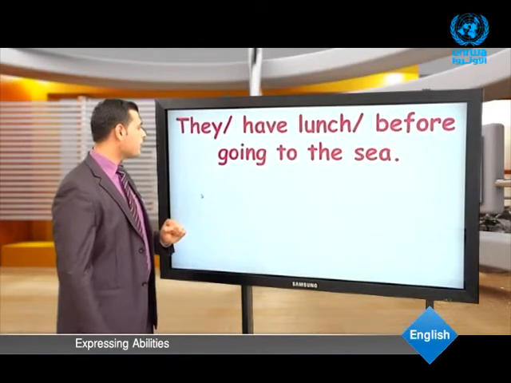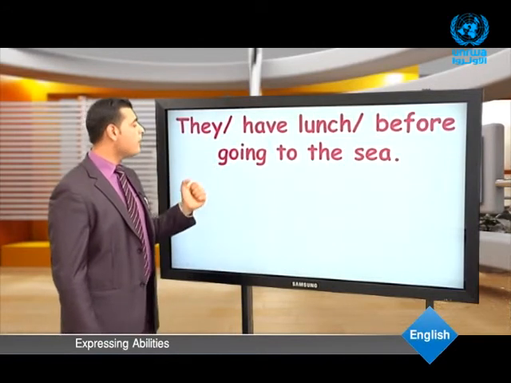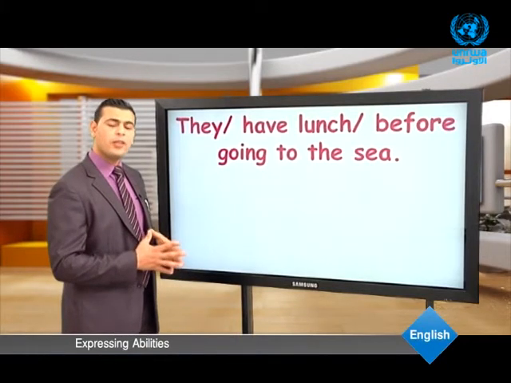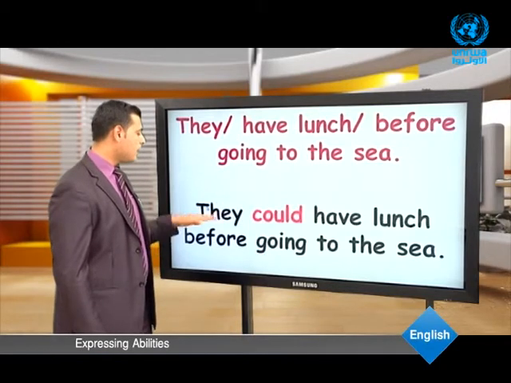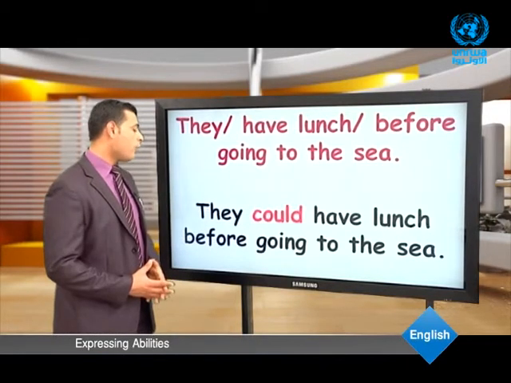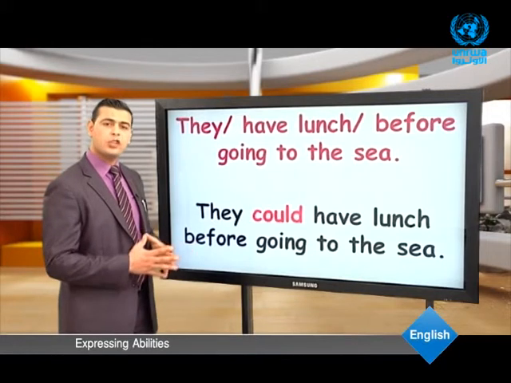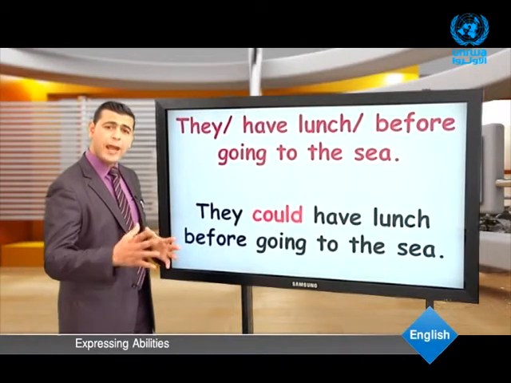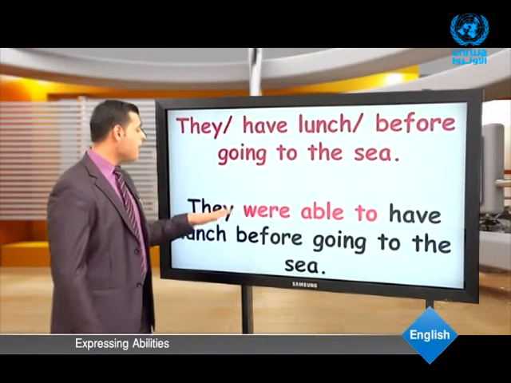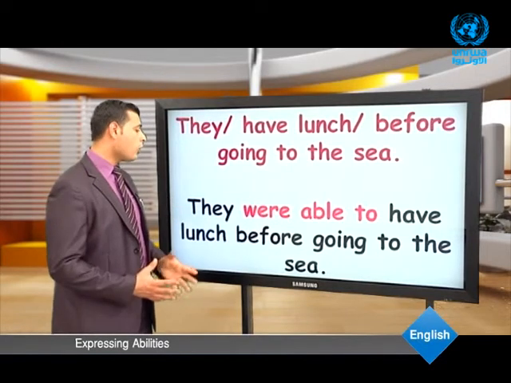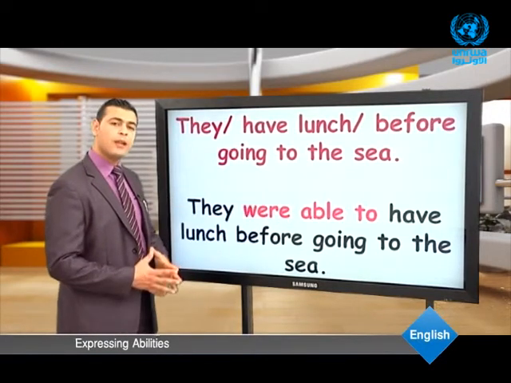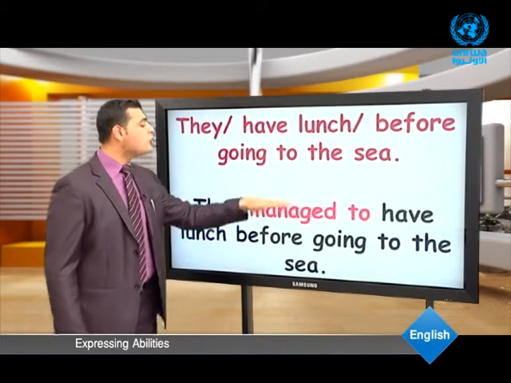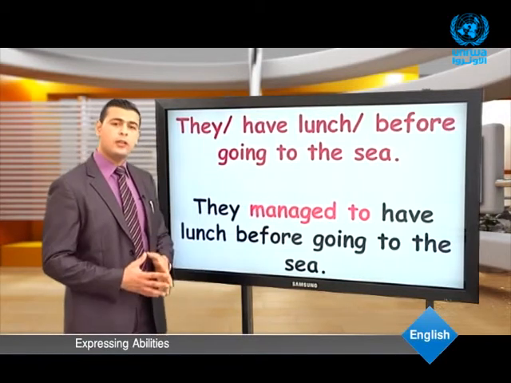Let's have the second sentence. They have lunch before going to the sea. Let's use could. They could have lunch before going to the sea. Use able to. Can you use it? Great, wonderful. Here, they were able to have lunch before going to the sea. What about managed? They managed to have lunch before going to the sea.